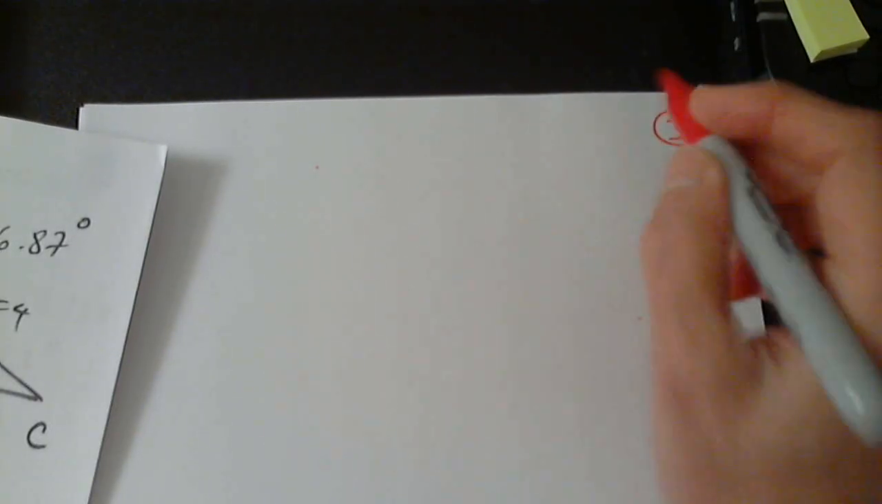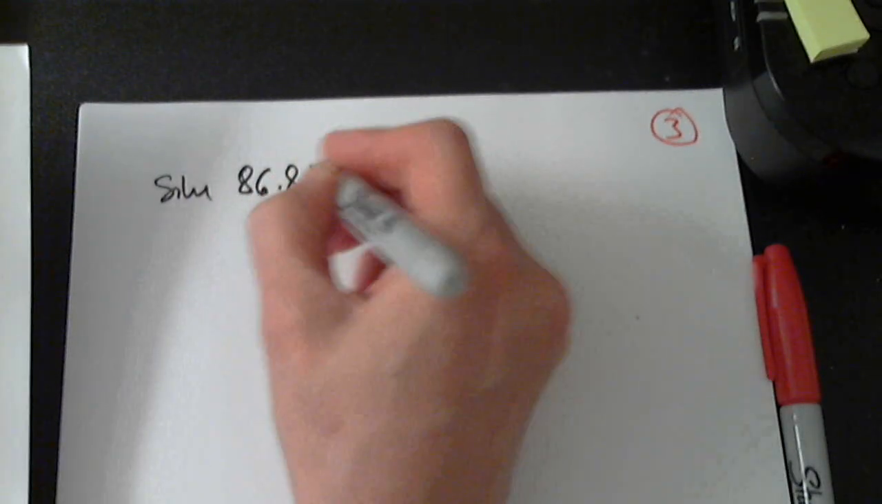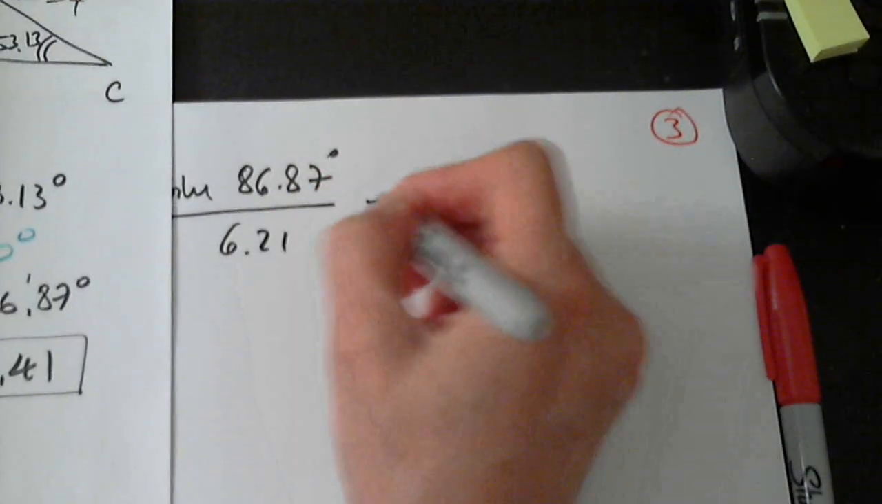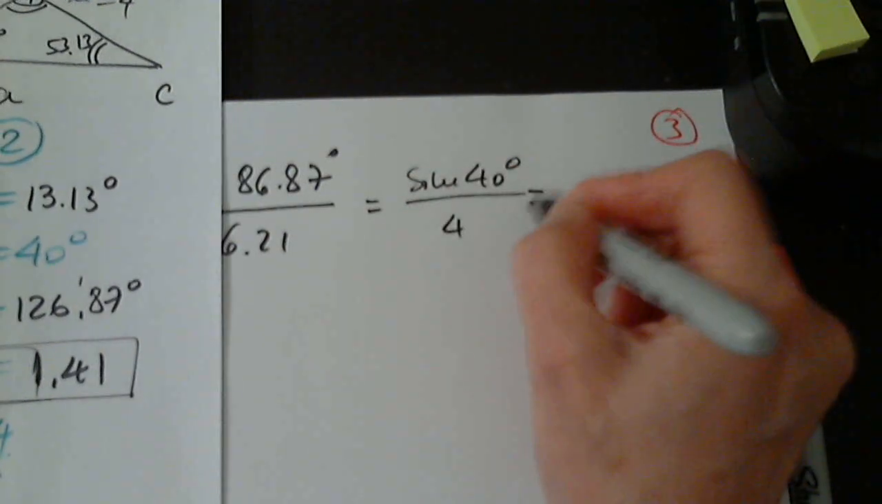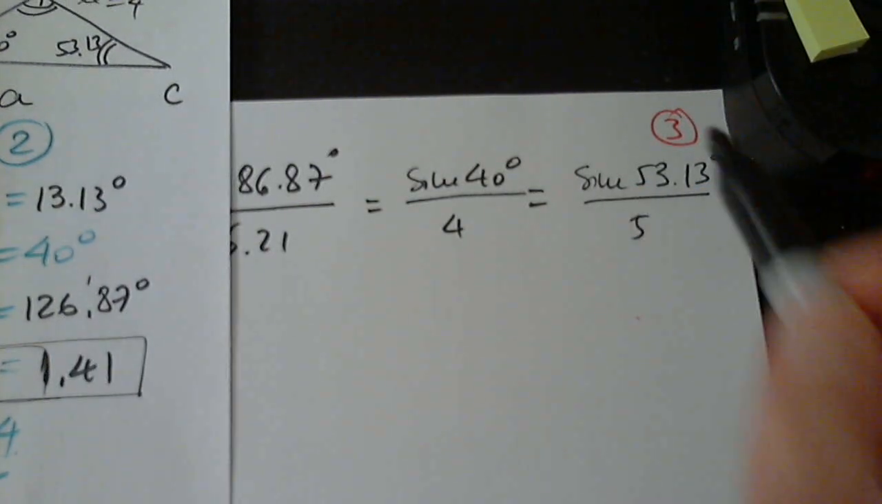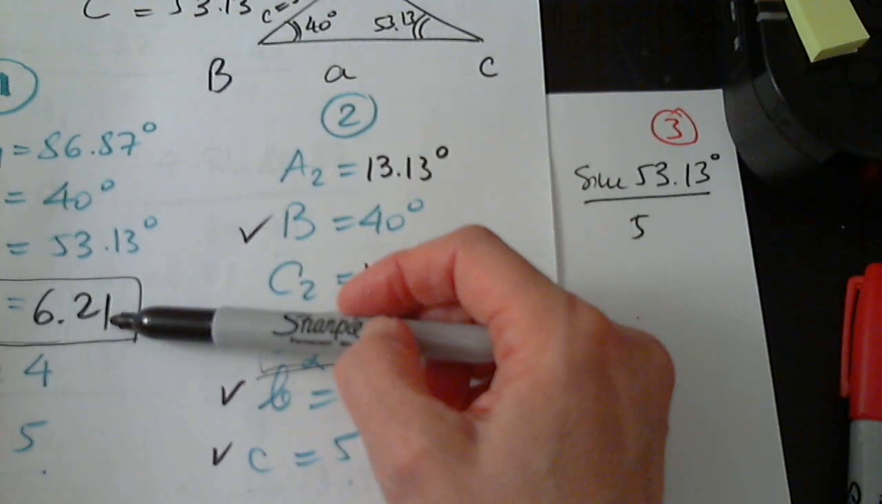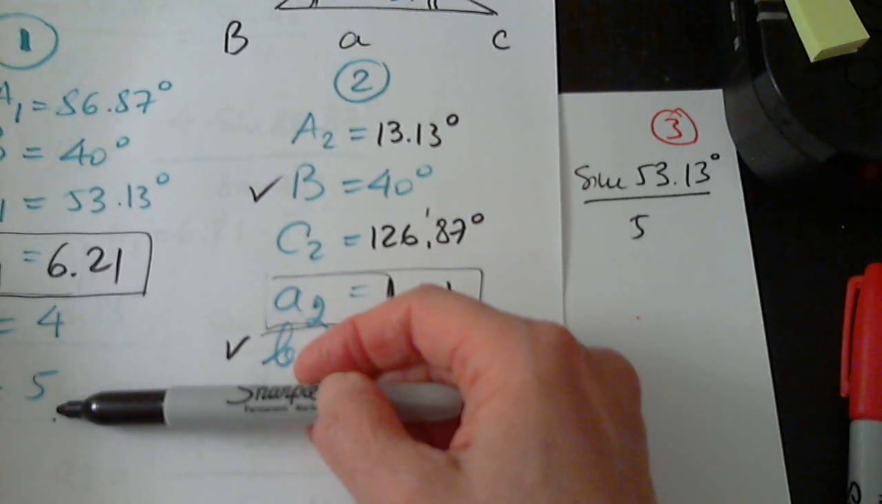Let's say we have doubts about our work, or we don't have doubts, but we just want to check. Very simple. Okay, I know this is not a good color, sorry. So all I have to do is sine 86.87 degrees over A1, which is 6.21, should equal sine 40 degrees over 4, should equal sine 53.13 over 5. Sine A1 over A1 must equal sine B over B, must equal sine C1 over C.